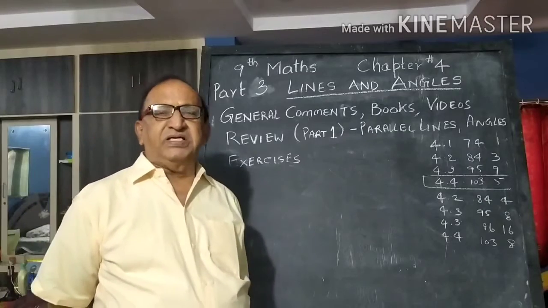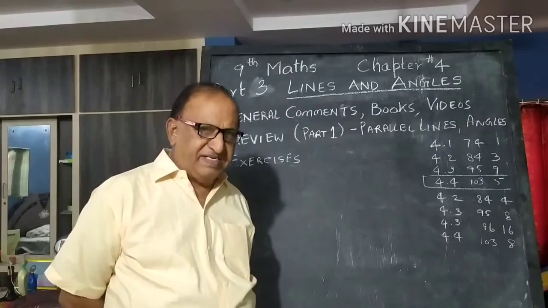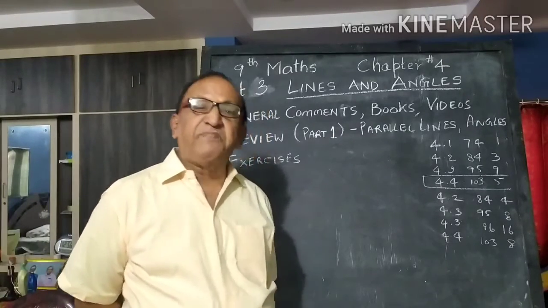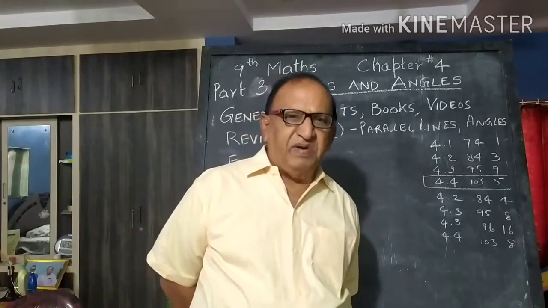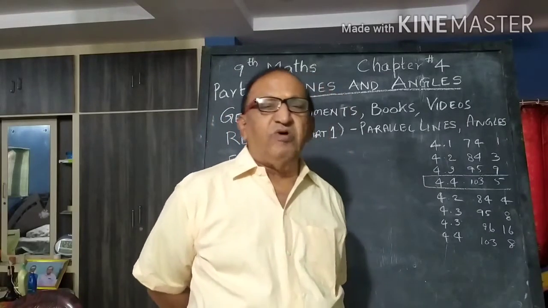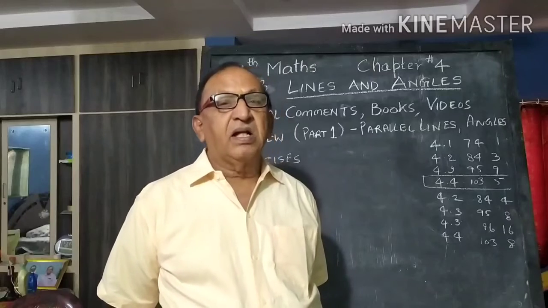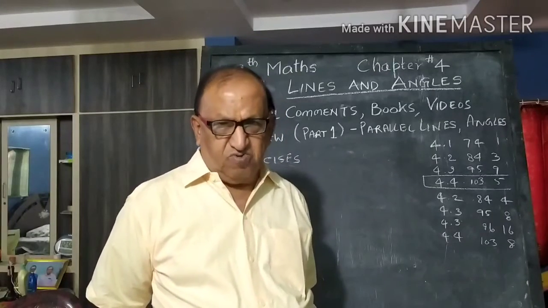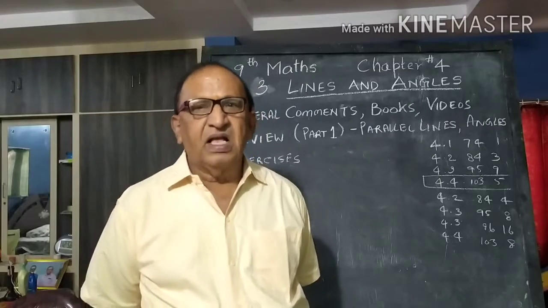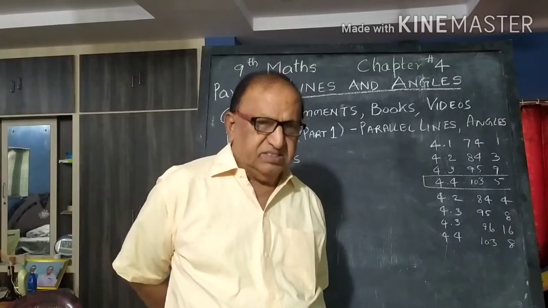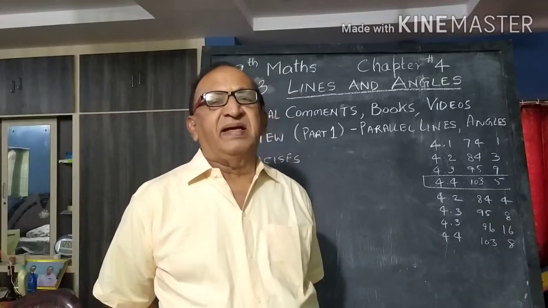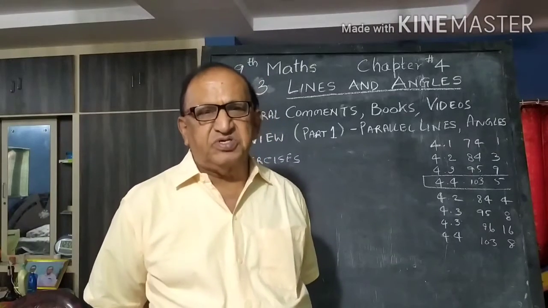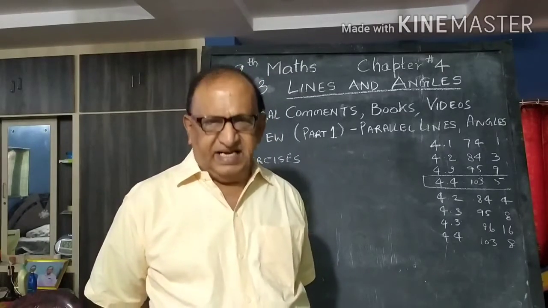Then I also explained to you what are complementary angles and what are supplementary angles. Two angles are said to be complementary if the sum of the angles is equal to 90 degrees. And again, two angles are said to be supplementary if the sum of the two angles is 180 degrees.